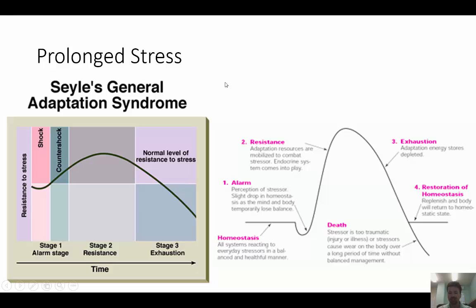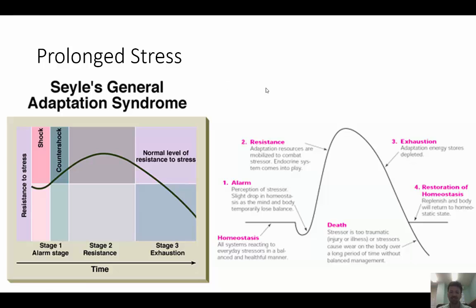Now, why did I take the time to go through the stress response? Well, it's an important part of daily living. And one of the scientists who studied this, Selye, came up with something called the general adaptation syndrome. He was trying to look at the process by which stress is both good, but then it can also become harmful. He created this diagram in which he divided the stress response into 3 stages. Stage 1 is the alarm stage. Stage 2 is the resistance stage. And stage 3 is the exhaustion stage.